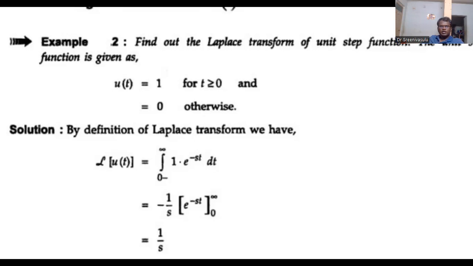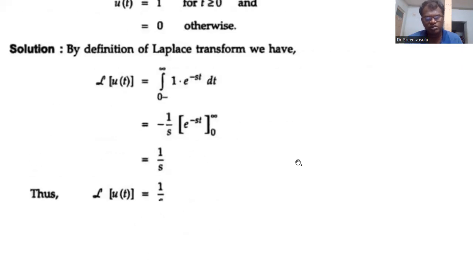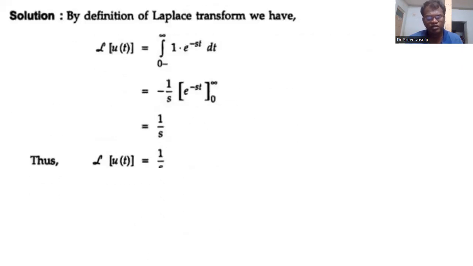And you can integrate this term e power minus st. You know the integration of e power minus ct dt is e power minus ct divided by minus c. In a similar fashion, we are doing the integration with respect to dt. So, e power minus st divided by minus s. Now, the question is, does it exist for all values of s? That is the question.